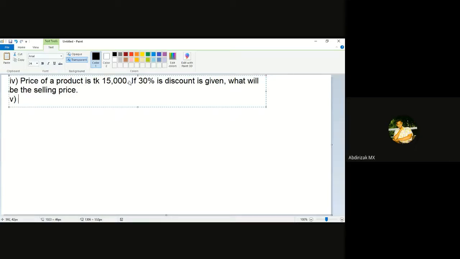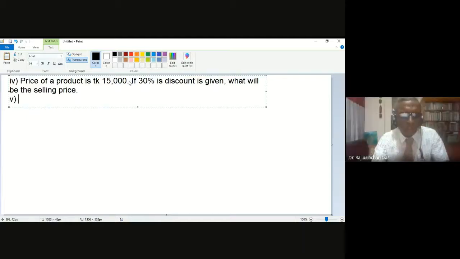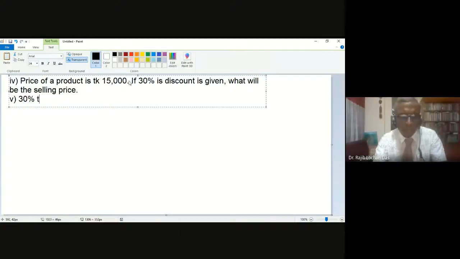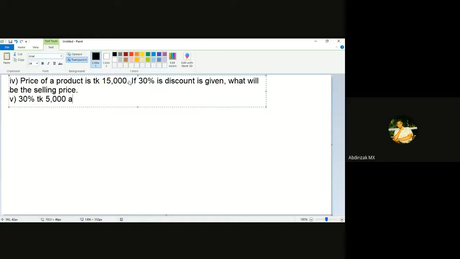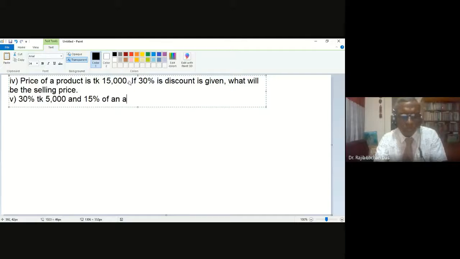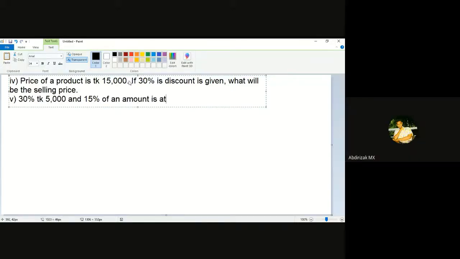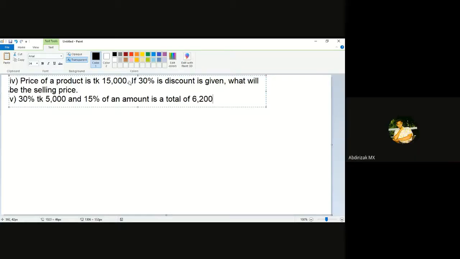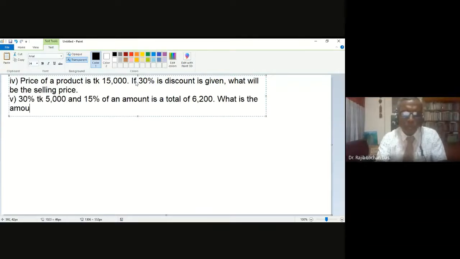The next question is 30% of 5,000 taka, and 15% of an amount is a total of 6,200. What is the amount? That's the question. Okay, and then the next one, the last one.